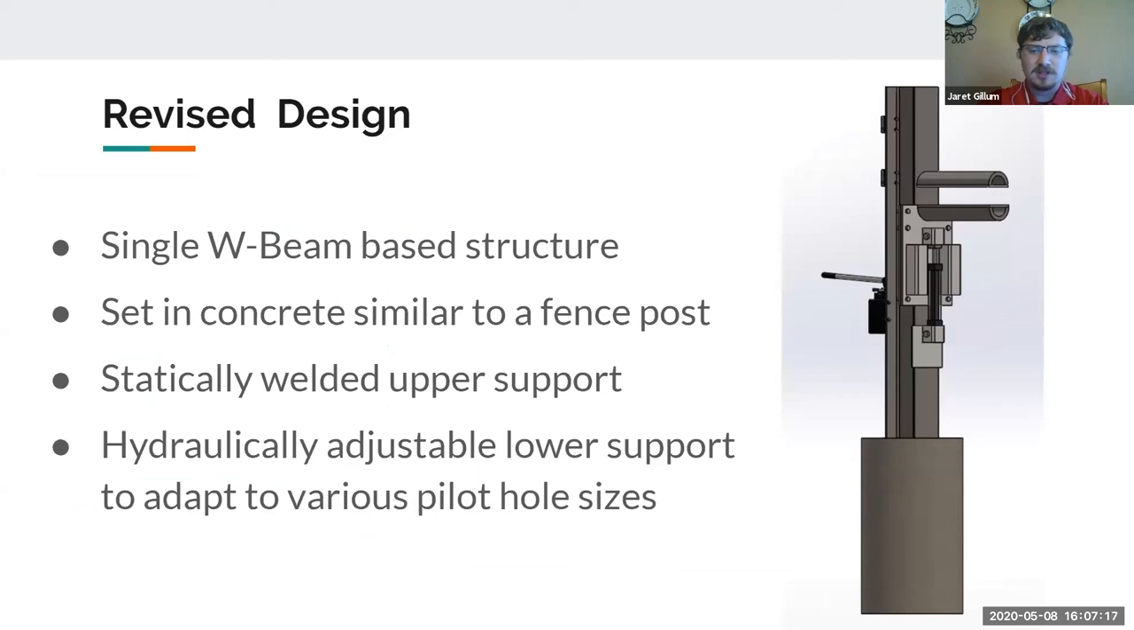And so this is a single W-class I-beam base structure. The beam is set in concrete underground, similar to how you might set a fence post. And then we had an upper support statically welded onto that W-beam. And then a sled was manufactured to slide up and down hydraulically. That would allow us to interface inside the pilot holes and essentially use the two pipes as jaws that would open in order to clamp down onto the wheel, the rim itself.